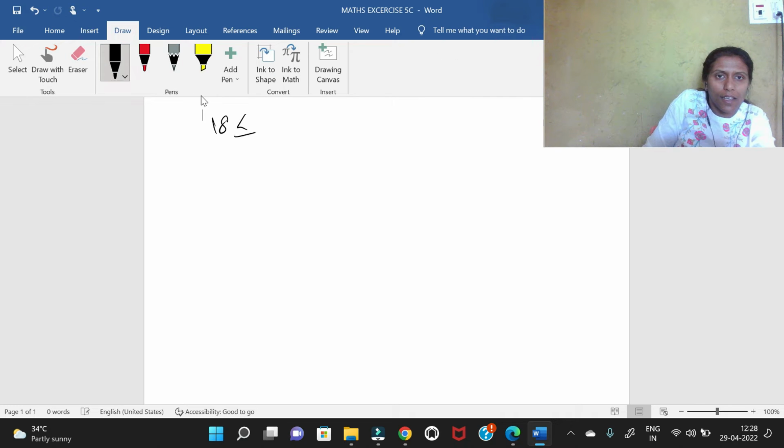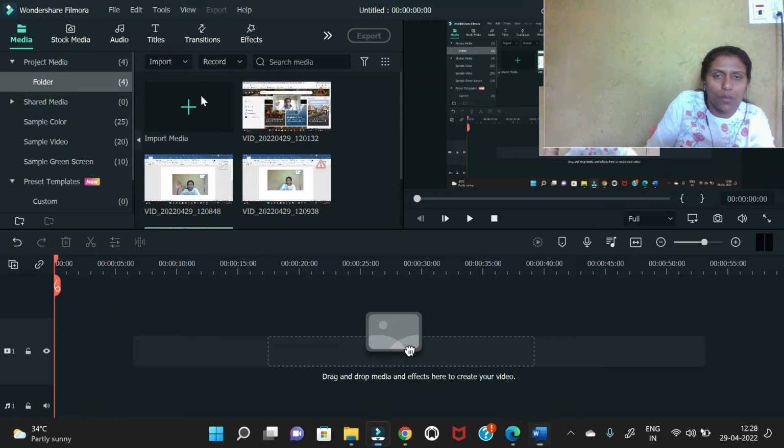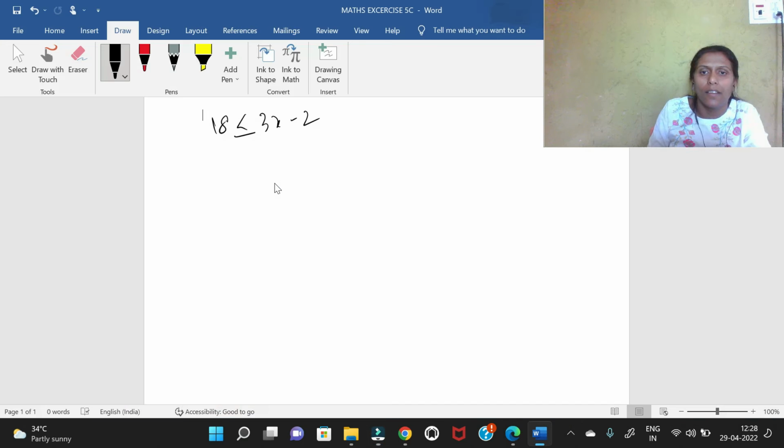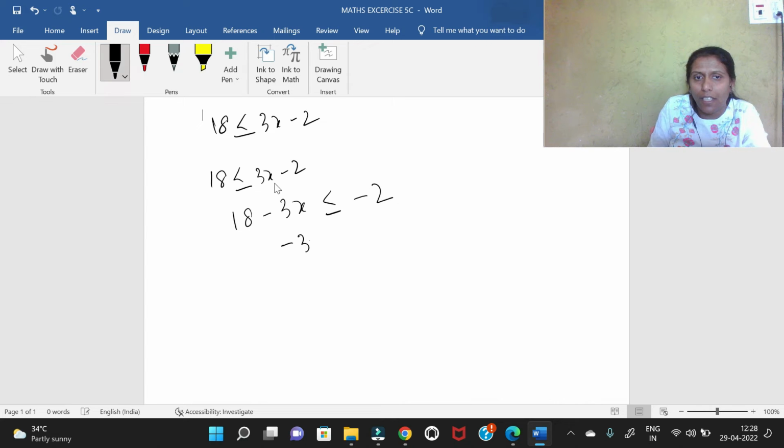18 less than or equal to 3x minus 2. Was it so? Yes. Okay, fine. Next. So, when you say 18 less than or equal to 3x minus 2, now, can I do one thing? Let me take 3x onto the left side. So, it becomes 18 minus 3x less than or equal to minus 2. Now, if that's the case, can I take 18 onto the right side? Yes, I can take minus 18, which is what?